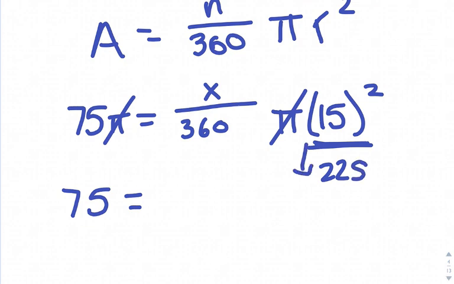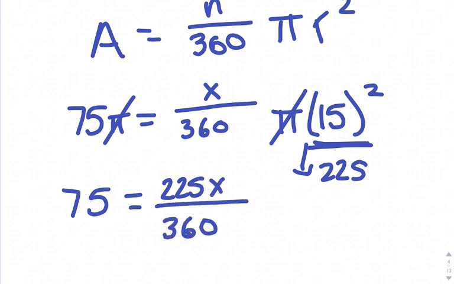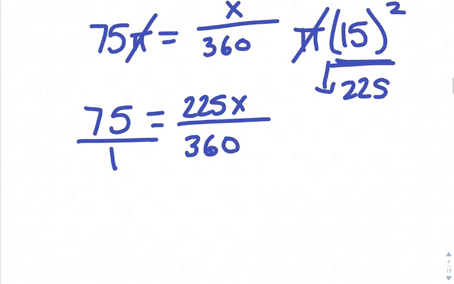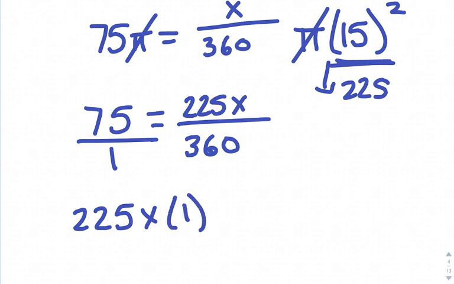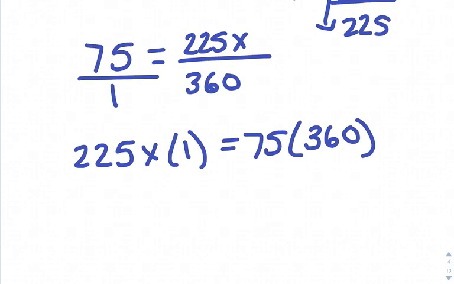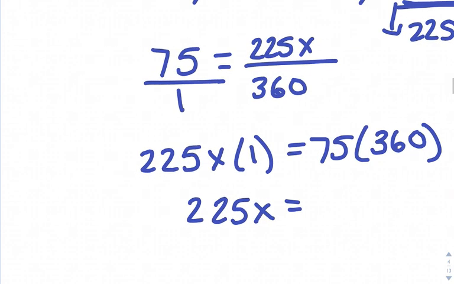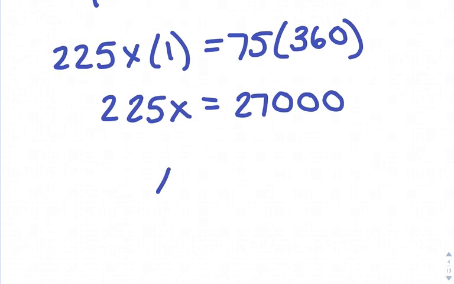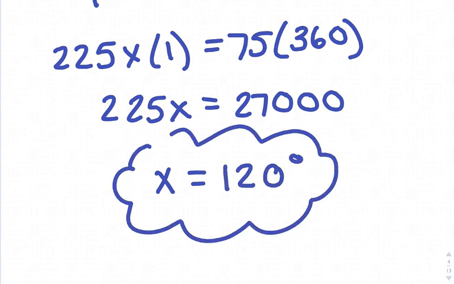So remember, whatever number's there, you're going to place on top of the fraction with x. This way I can put 75 over 1 and cross multiply. So again, I'm going to write it out before I do it. So 225x times 1 equals 75 times 360. So 225x times 1 is just 225x. 75 times 360 is 27,000. Now to get x alone, I divide both sides by 225, so my answer is 120 degrees.